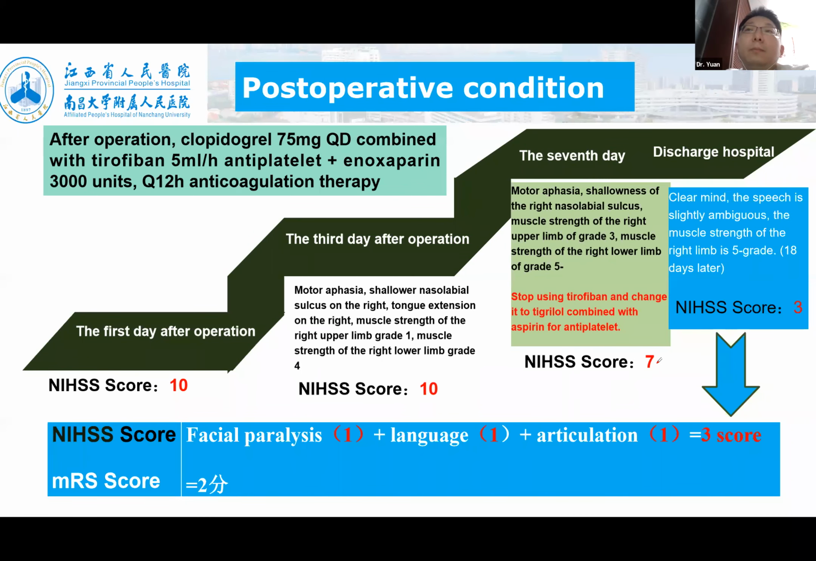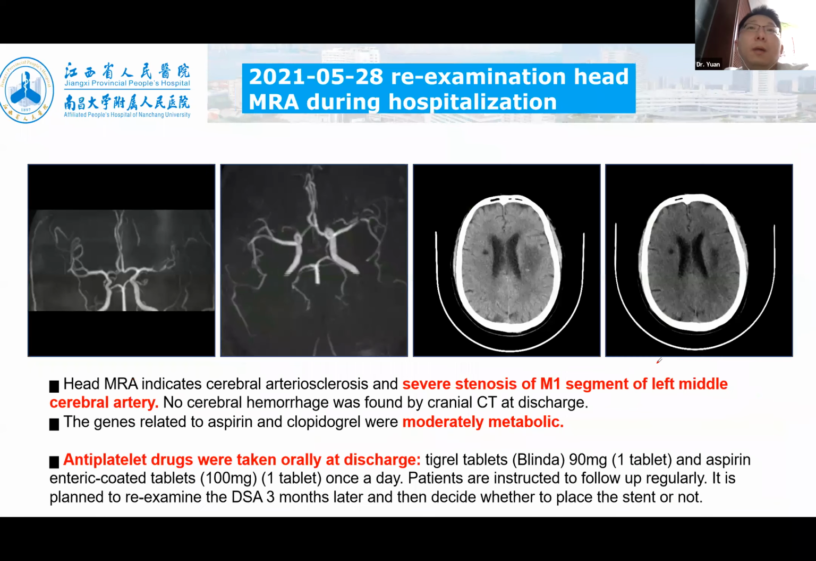And when the patient was discharged from the hospital, we can see he is clear-minded and the speech is slightly ambiguous. The muscle strength of the right limb is grade 5. And we can see the NIHSS score is just 3, and the mRS score is 2, and it is very well at discharge. And now we also reexamined the head MRI after the hospital. We can see his MRI is well, and the CT is very well and there is no bleeding.